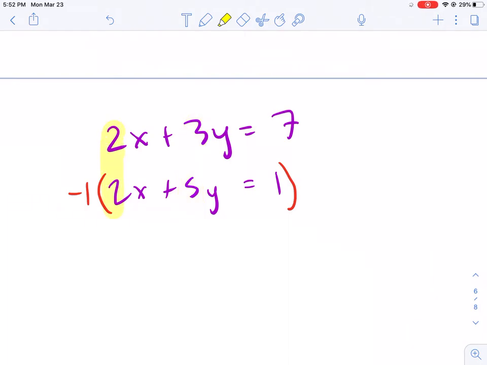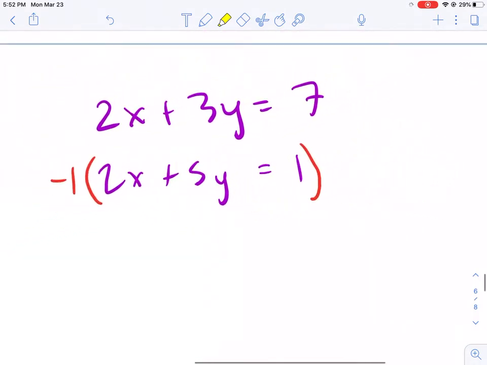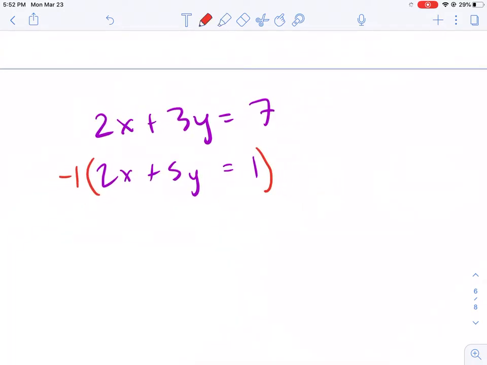But because these are almost opposites, we see that if we multiply both sides of the second equation by -1, what happens? Well, we're going to distribute that -1 to all three terms. We get -2x minus 5y equals -1. So I'm going to go ahead and rewrite the original.